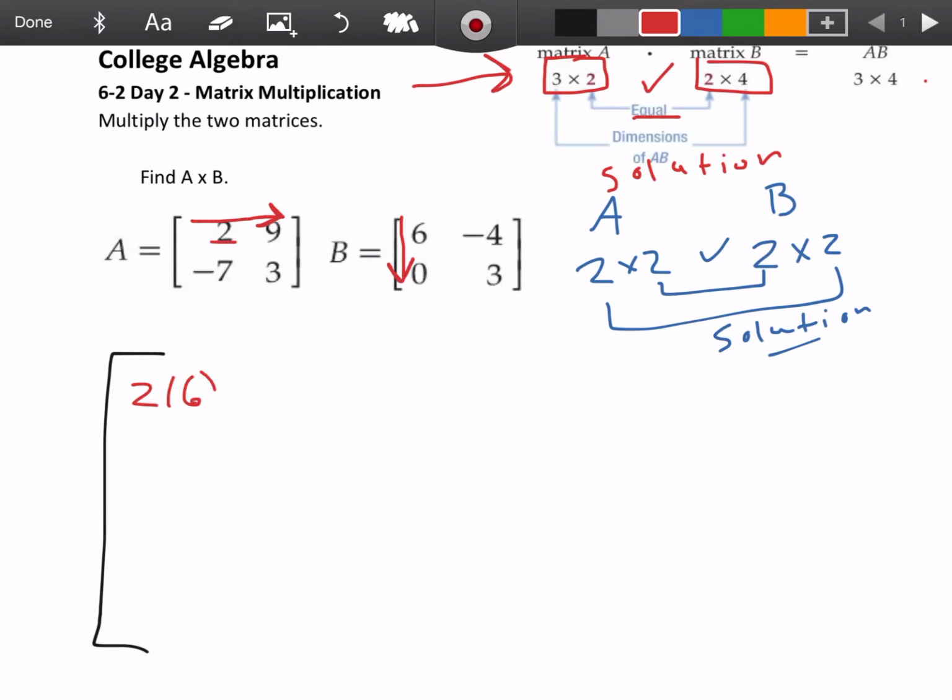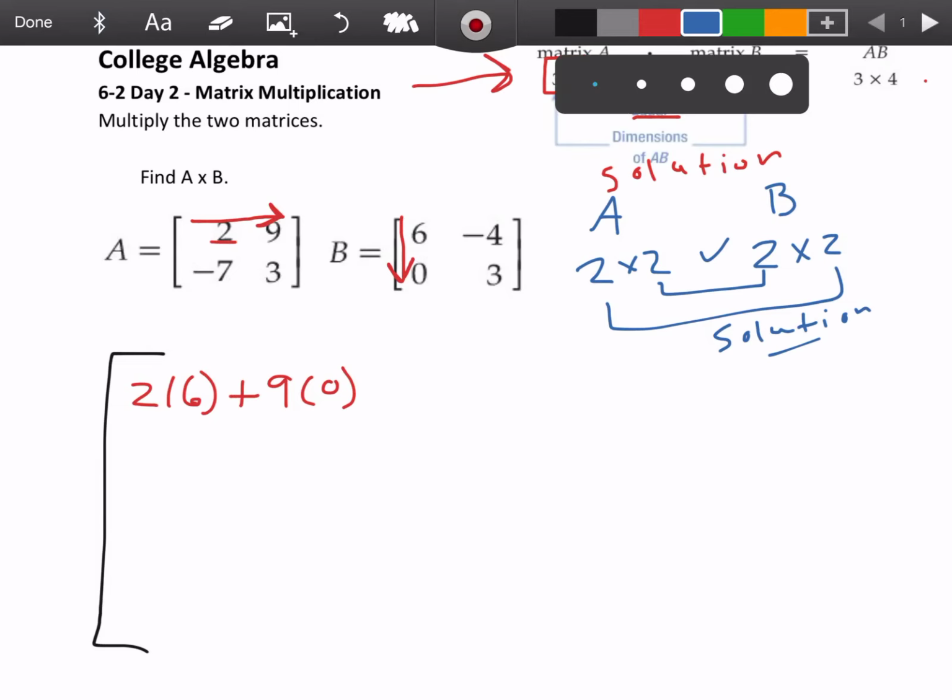We have 2 times 6, and then I'm going to move right to the 9 and then go down to the 0. So plus 9 times 0. So 2 times 6 and then 9 times 0. Hopefully you can see as we slide to the right in matrix A, we're sliding down in matrix B.